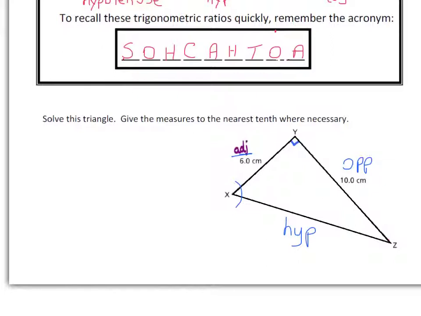We also know that this is a 90-degree angle. This is now 59 that we've discovered, so it's easy to find out what this angle is. Angle Z is just 180 minus those two angles, so that's just going to be 31 degrees. So angle Z equals 180 minus 90 minus 59. Okay? Now when it says solve the triangle, what it means is find all the angles and all the sides.